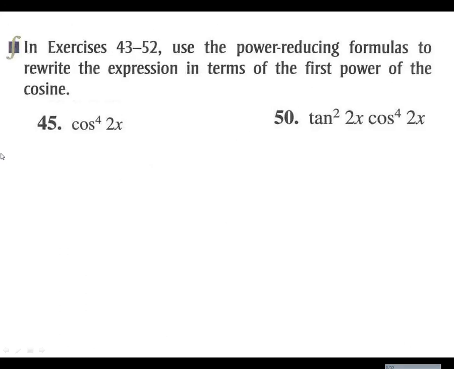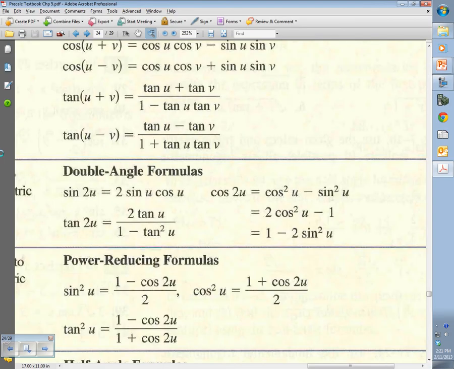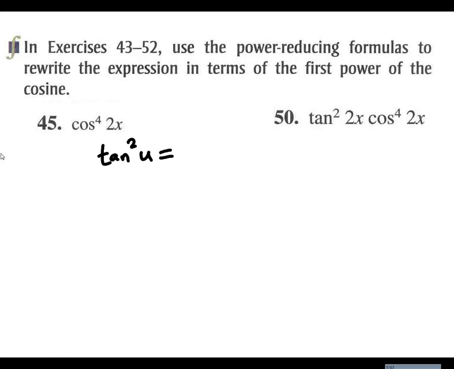All right, let's move along. Problem 50. Tan squared 2x cosine to the fourth of 2x. All right, so we're going a bit outside of the box on this one, but not too bad. So we have a formula for tan squared u. The formula for tan squared u, I'll flip you over so we can see it here. Tan squared u, right down there, is 1 minus cos 2u over 1 plus cos 2u. Negative on the top, positive on the bottom.